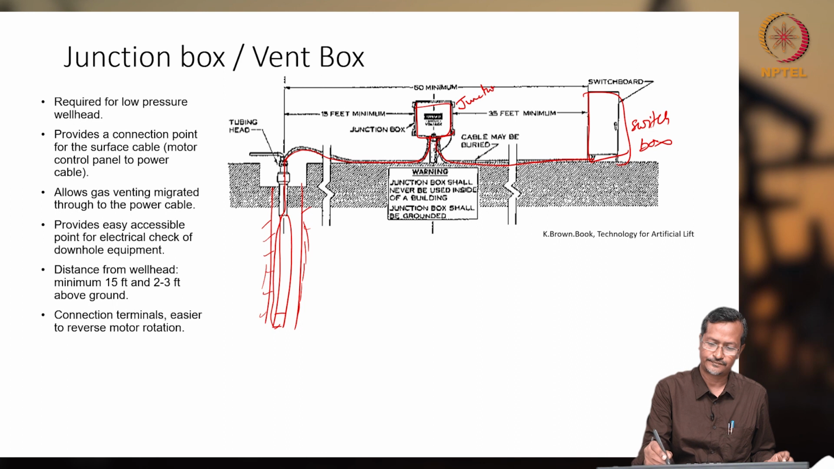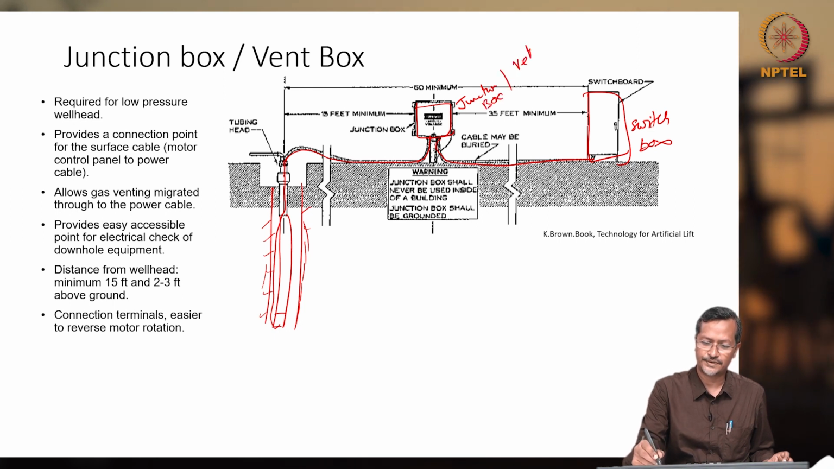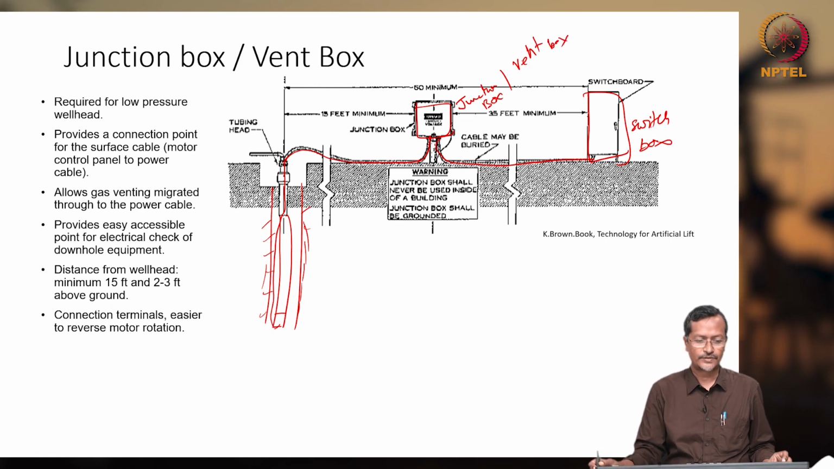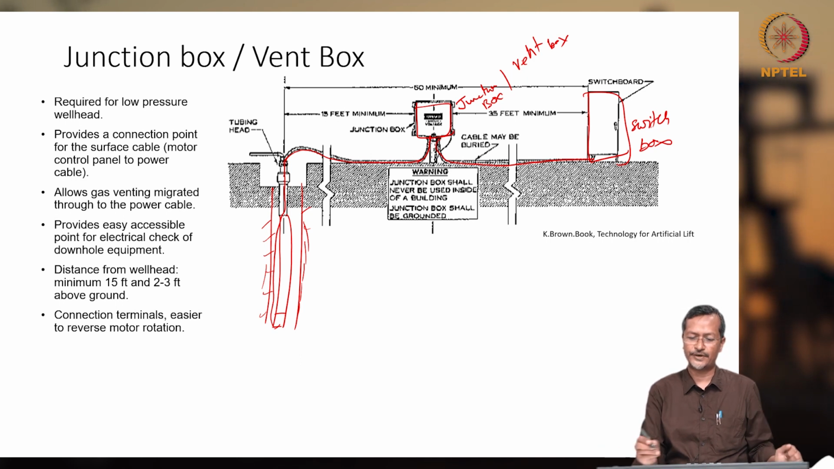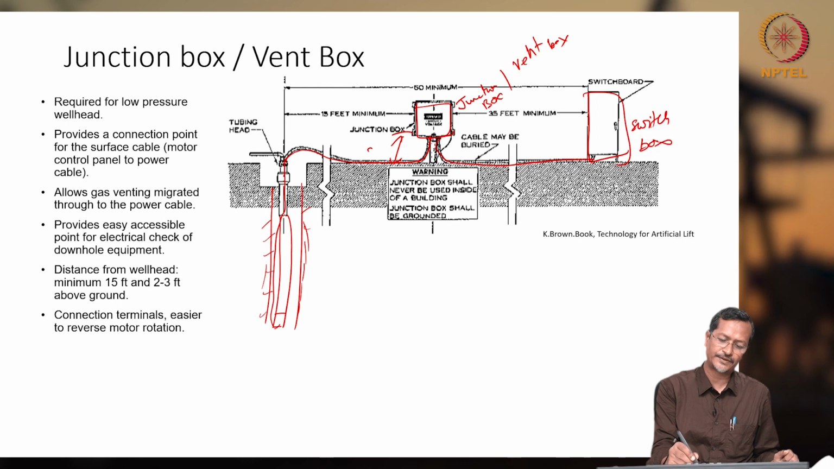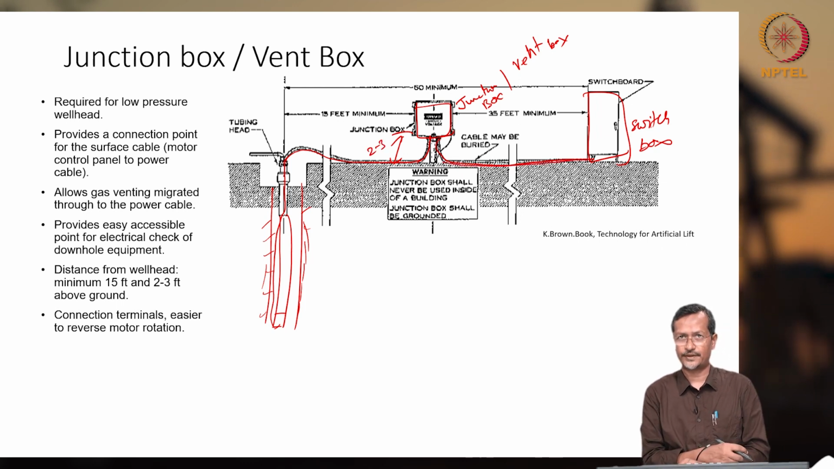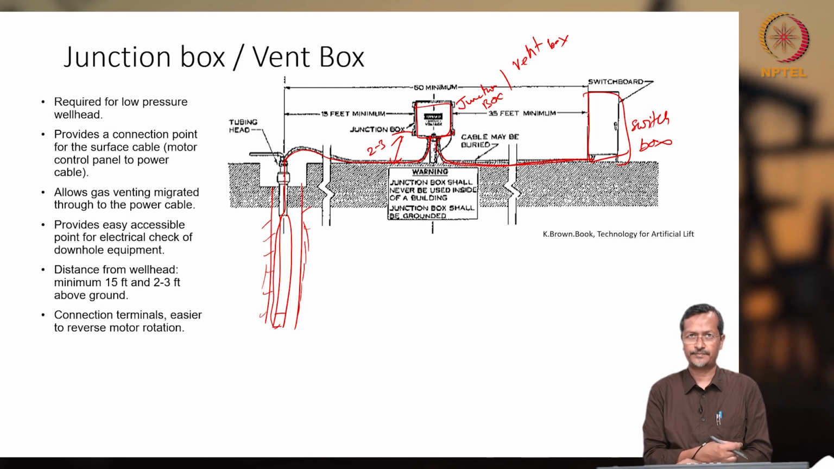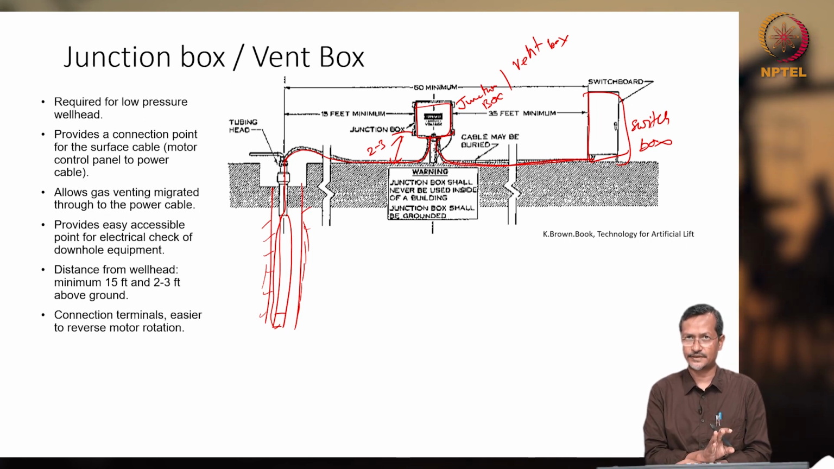Junction box, sometimes called a venting box or vent box. Normally the junction box will be 2-3 feet above the surface, and the cable is normally buried. Surface cable will not be there, and if there is any gas inside this cable, then the junction box will be venting out all those gases. So, that is why it is called a junction box.